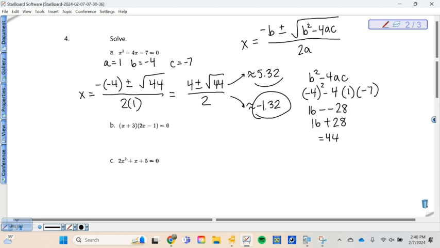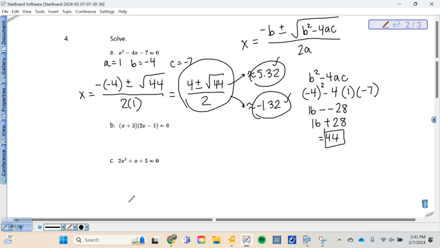Those are my two answers. But again, this answer is just fine. I'd give you full credit for that. Okay. And since my discriminant was a positive number, I know that I should have two answers like that, right?